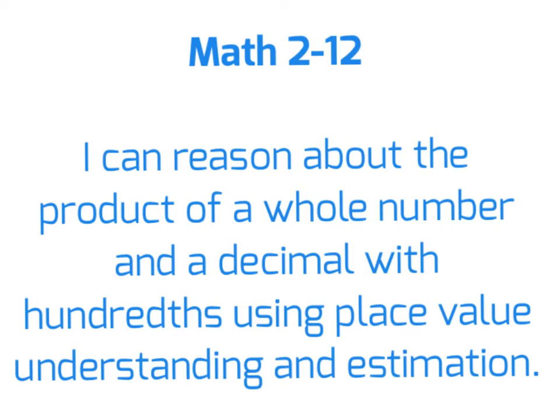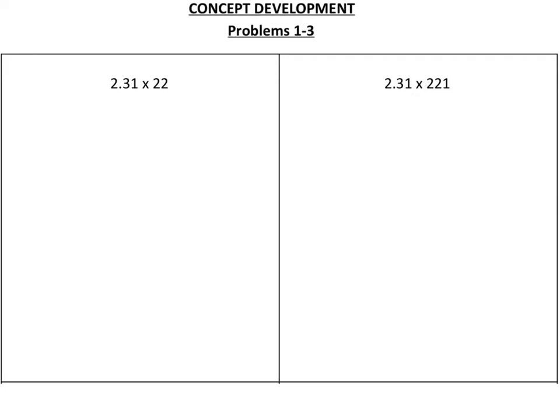Math Module 2, Lesson 12. I can reason about the product of a whole number and a decimal with hundredths using place value understanding and estimation. Make sure everything I do in the video you're doing in your workbook. Good luck! So we're going to start with problem 1, which is 2 and 31 hundredths times 22.